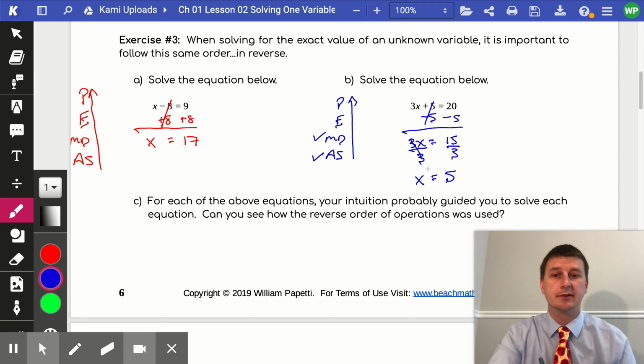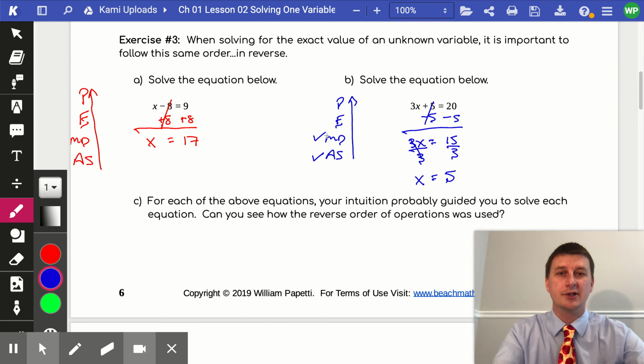That's my solution. So for each of the above equations, your intuition probably guided you to solve each equation. But now, can you see how the reverse order of operations was used? So you might have already known just add 8 to both sides. But the reason we added 8 to both sides is because that's the first step in undoing our order of operations. Same thing over here on part B. You might have known which 2 steps to do first. But now you could see that's because you do the addition or subtraction first and then the multiplication or division.